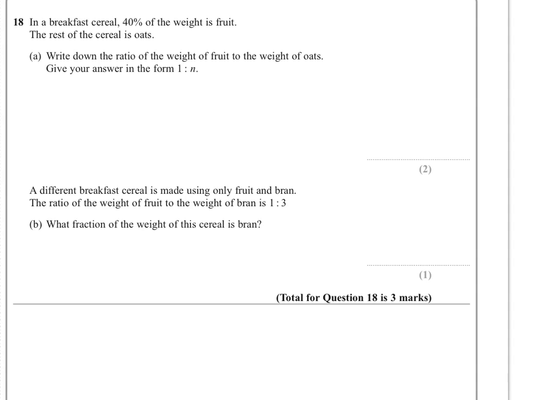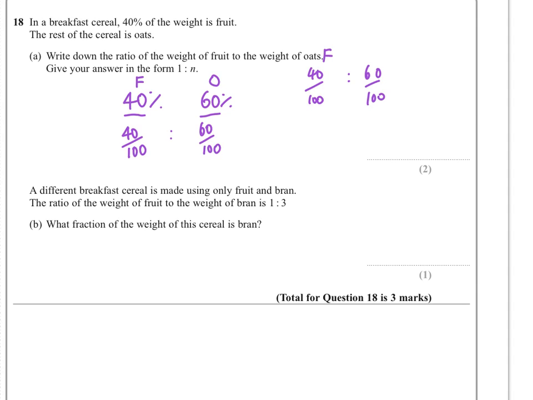Question 18. In a breakfast cereal, it says 40% is fruit and therefore the rest is oats, it says, and that would mean 60% would be oats. Now, if we had 40 parts per 100 to 60 parts per 100, then if you want to write this strictly as a fraction, you could say 40 100ths to 60 100ths. So I'll write that up here. Now that's fruit to oats.